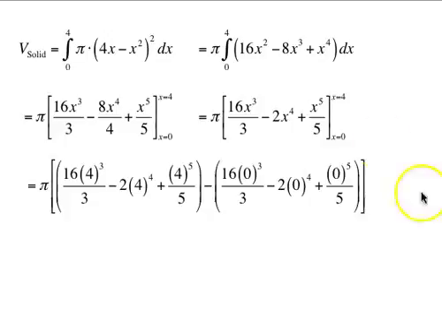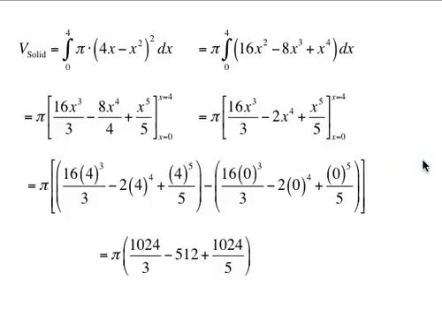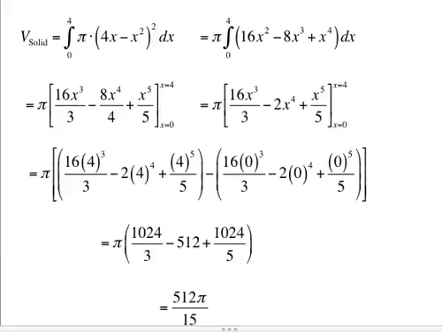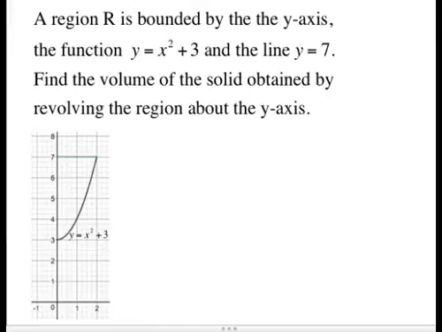Plug in 4, plug in 0. Again, the nice thing, this goes away. 16 times 4 cubed over 3 minus 2 times 4 to the 4th plus 4 to the 5th over 5. Probably need a calculator to compute that. I've done it here for you. Pi times 1024 thirds minus 512 plus 1024 fifths, which turns out to be 512 pi over 15.